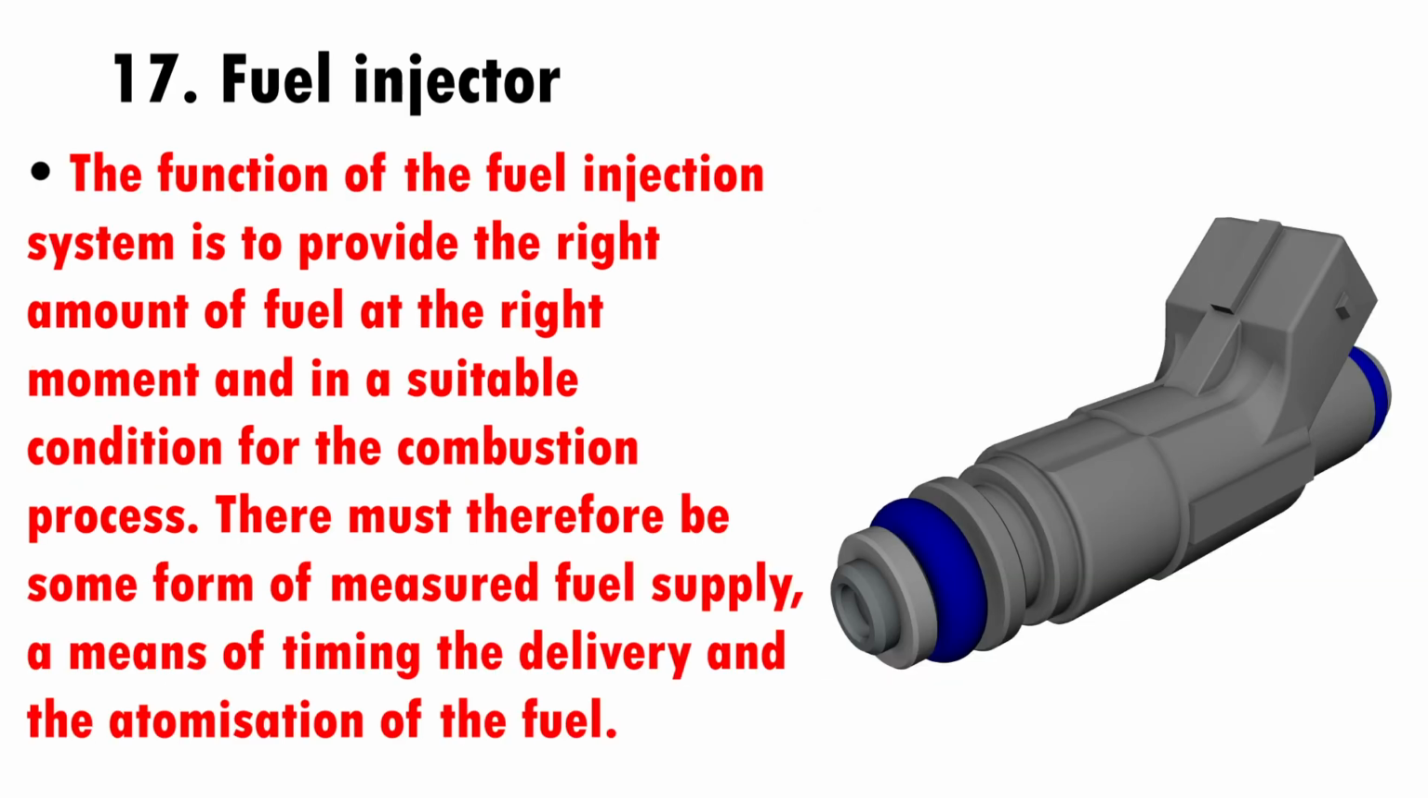Fuel injector. The function of the fuel injection system is to provide the right amount of fuel at the right moment, and in a suitable condition for the combustion process. There must therefore be some form of measured fuel supply, a means of timing the delivery and the atomization of the fuel.